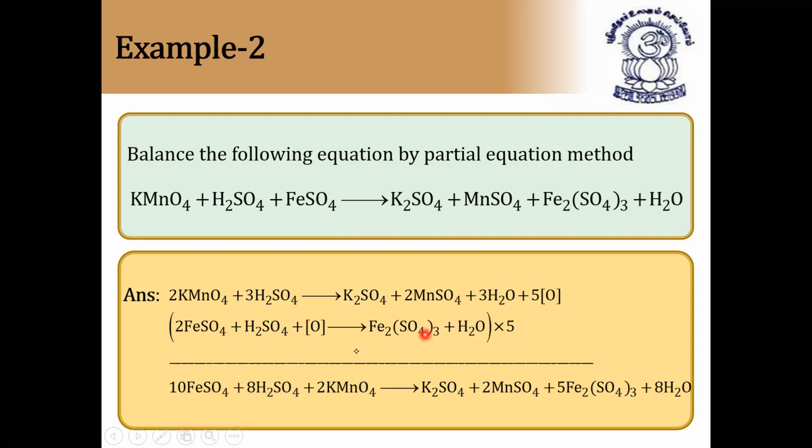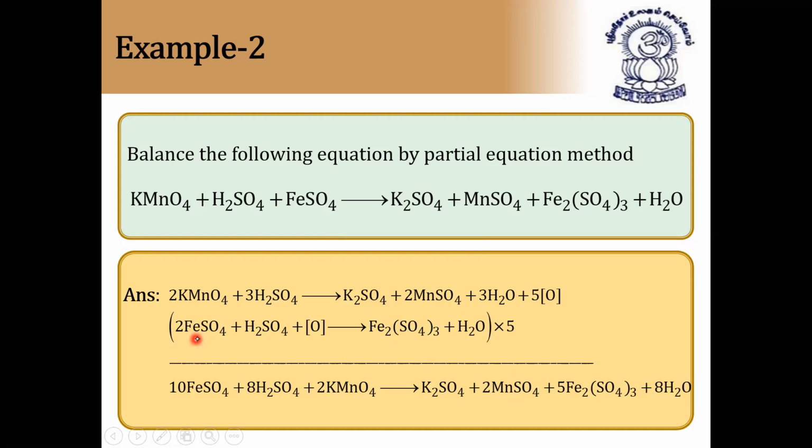By using this partial method we can do it, because 5 oxygens are here, so we have to multiply with 5 here. Why are we multiplying with 5? Because 5 nascent oxygens are formed and in the equation only one is forming. So simply you have to multiply with 5. So the final balanced equation is 10 FeSO4 plus 8 H2SO4 plus 2 KMnO4 gives rise to K2SO4 plus 2 MnSO4 plus 5 Fe2(SO4)3 plus 8 H2O. Simply multiply this equation with 5. So 5 H2O and 3 H2O, 5 plus 3 becomes 8 H2O, and 5 Fe2(SO4)3 as it is, and 2 MnSO4 with no multiplication, and K2SO4 also as it is.